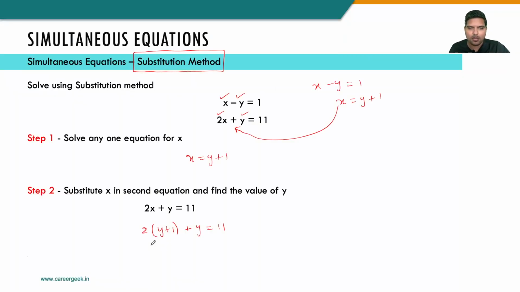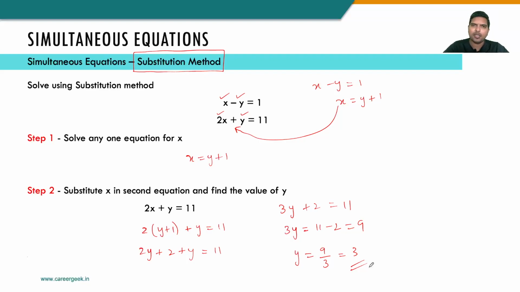So you multiply. So what do we get? 2y plus y is 3y plus 2 is equal to 11. Take 2 to the other side, becomes negative, and divide by 3. You get the value of one variable. So this is a simple method, substitution. Substitute one variable in terms of the other and substitute that in the second equation.